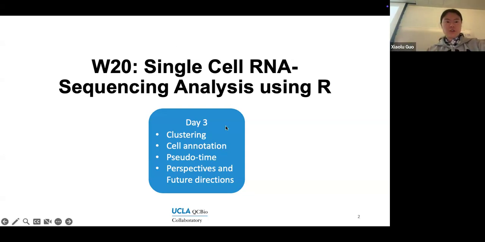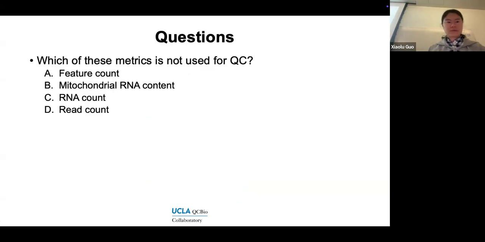And then we will do the cell annotation. And then I will quickly go over the pseudo-time analysis and also the future directions and other considerations about this technology. So let's get a quick review of what we learned yesterday.